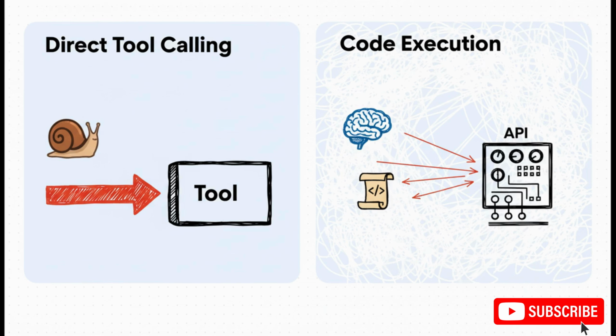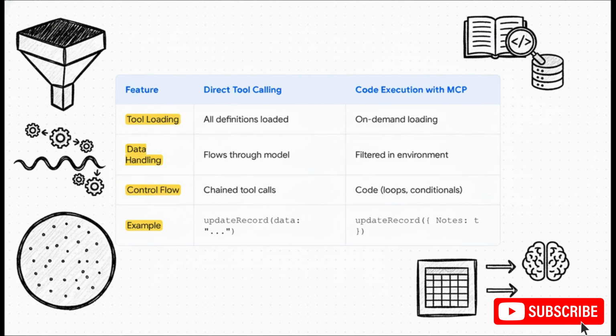That means it only pulls in the exact bits of data and functions it needs, and nothing more. So here's the bottom line. Before, everything was loaded upfront, and all that data had to flow through the AI's brain. Now, with code execution, tools are loaded only when they're needed. And here's the kicker, the data handling.